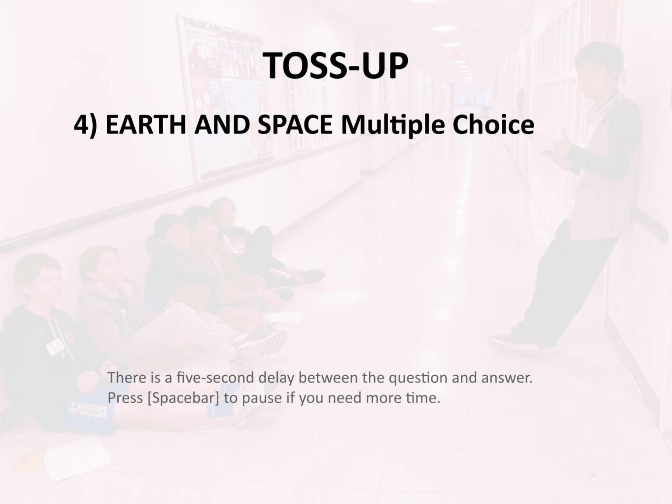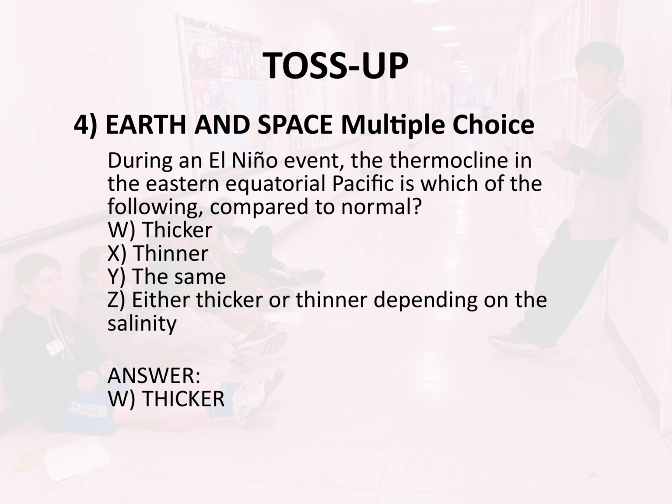Toss-up 4. Earth and space. Multiple choice. During an El Niño event, the thermocline in the eastern equatorial Pacific is which of the following, compared to normal? W. Thicker, X. Thinner. Y. The same. Z. Either thicker or thinner depending on the salinity. Answer: W. Thicker.